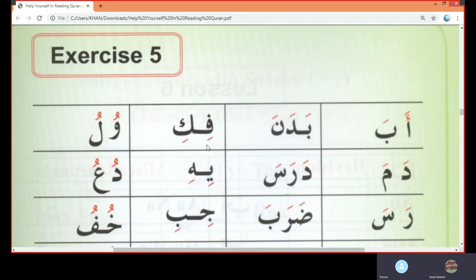So, fiki. Oh, sorry, fiki. Wu, lu. Dhamma. Darasa. Ya. Ha. No, ya. Yi. Du, u. Rasa. Da, ra, ba. Ji. Ni, no, but B.